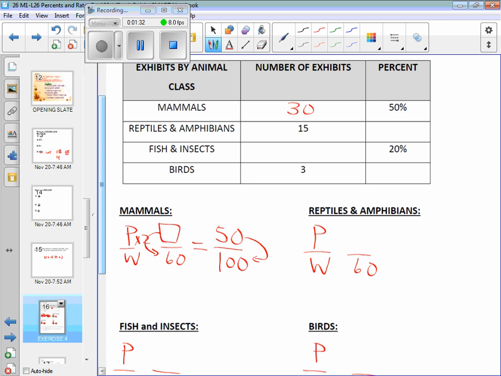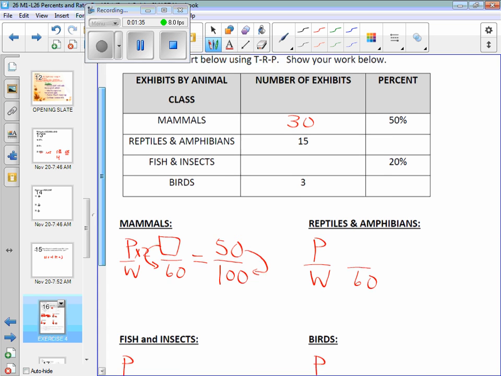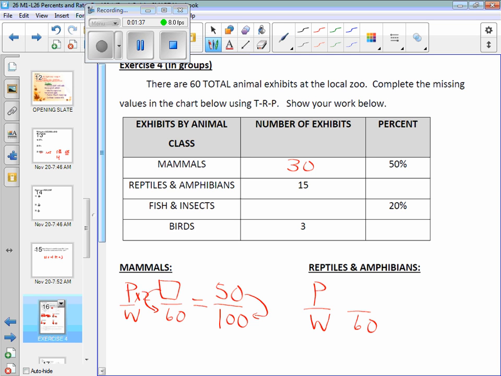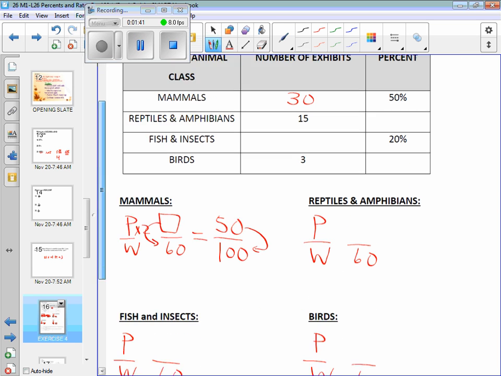And think about it, look back and see. It kind of makes sense. 30 out of 60, isn't that 50%? Yeah. Okay. Go back and kind of think through it, and that's a good way to check your work as well. All right, let's do reptiles, amphibians.